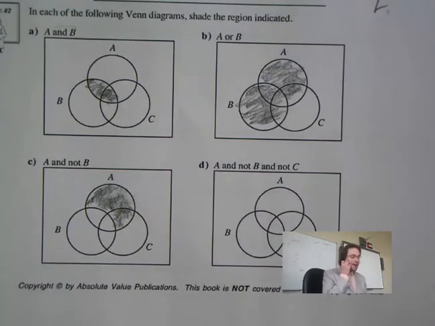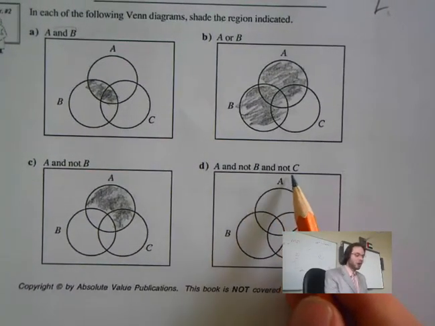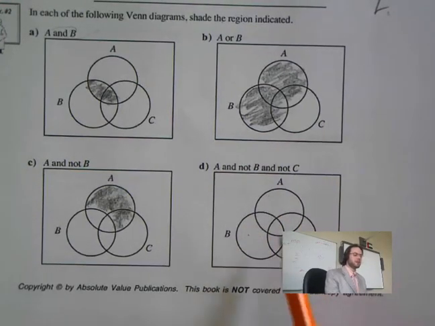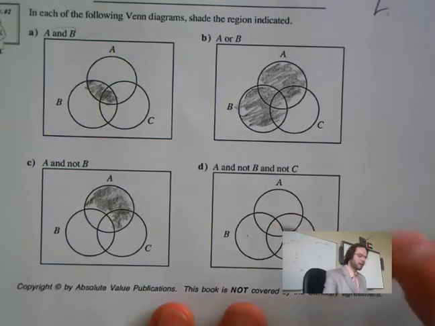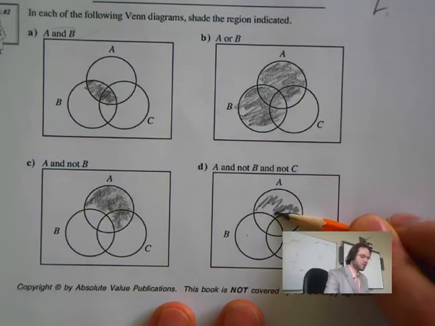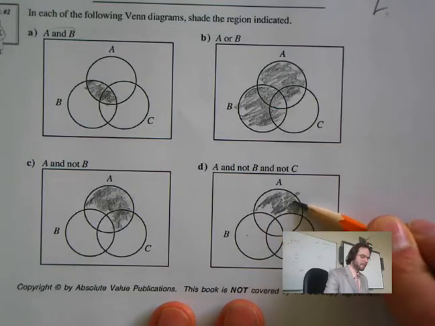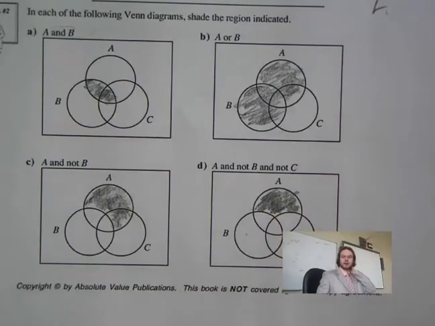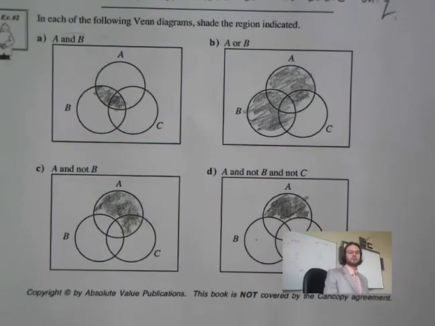Next one says A and not B and not C. So everything in A we want, but it can't be in B or C. So we're going to have to shade this a little bit different now. We have a little bit more. So this one looks kind of like that.